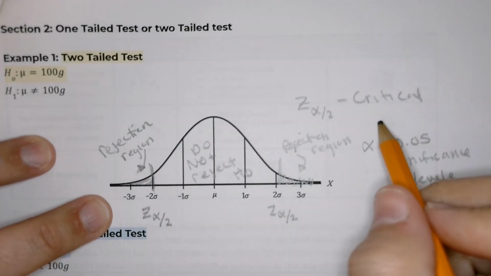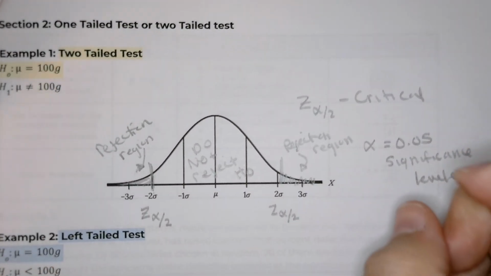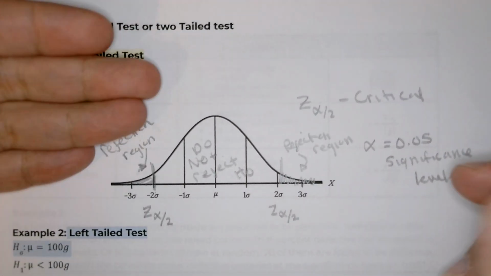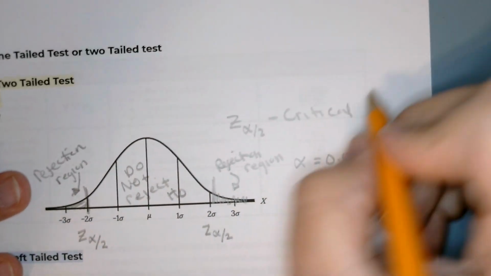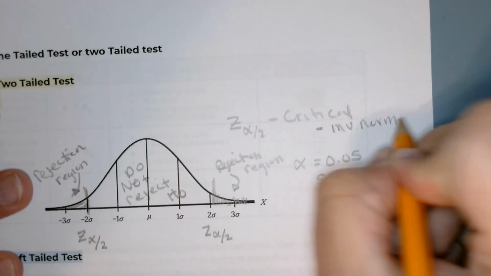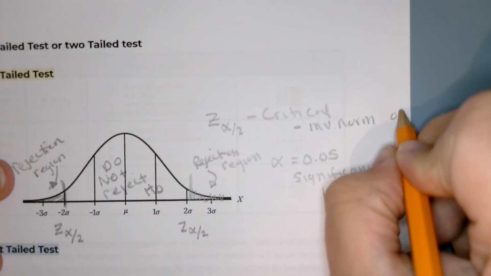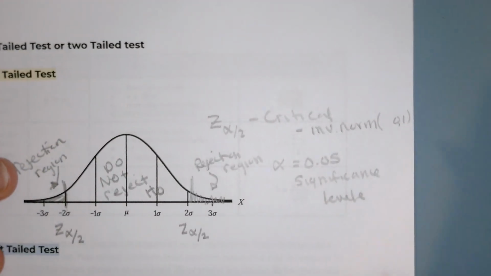You can find this critical value on your table, like we have been in the last couple of videos, or you can use inverse normal in the calculator. And I'll write you a note for that, inverse norm. And then you just put your information in there. Remember that you're using 0 and 1 for your mean and standard deviation.